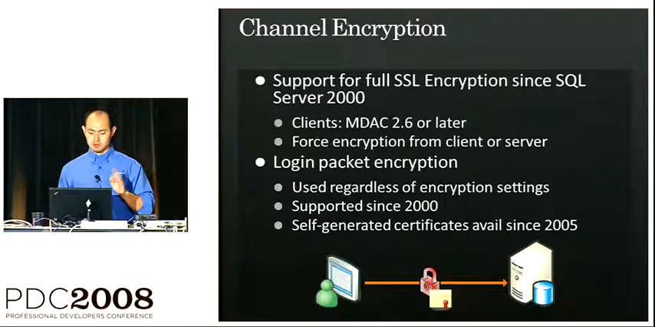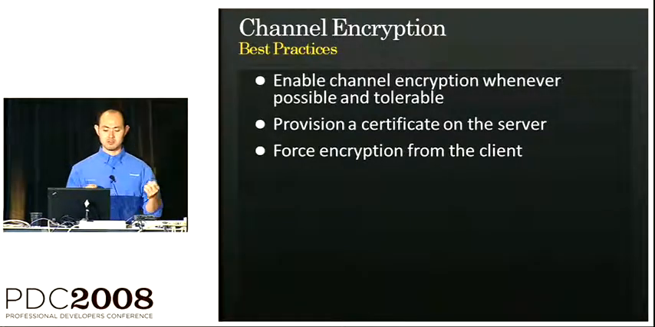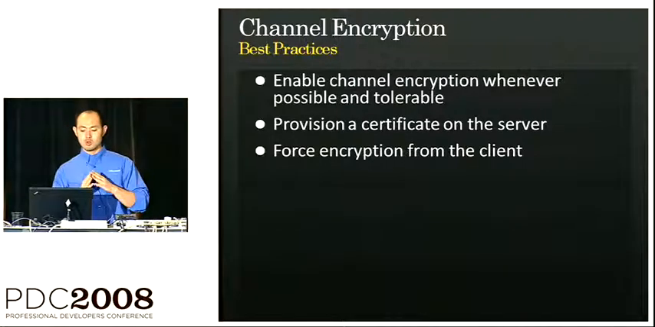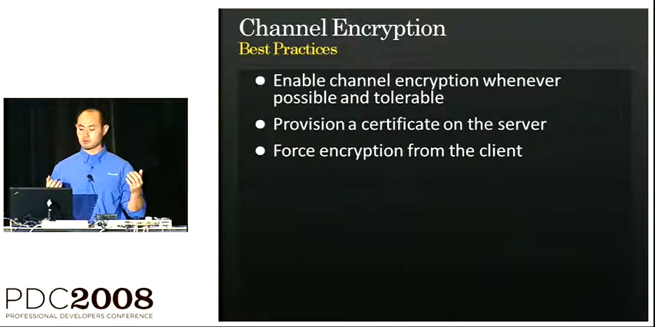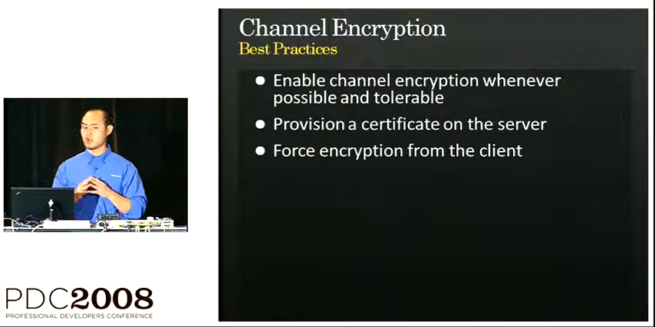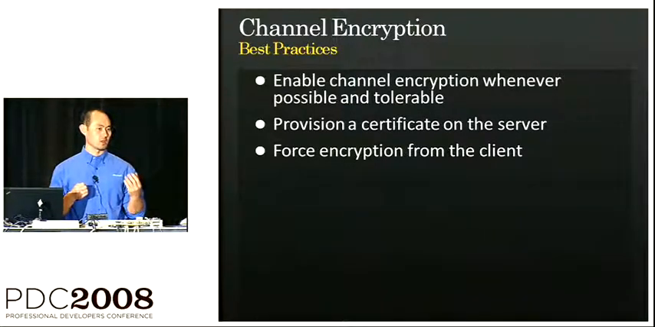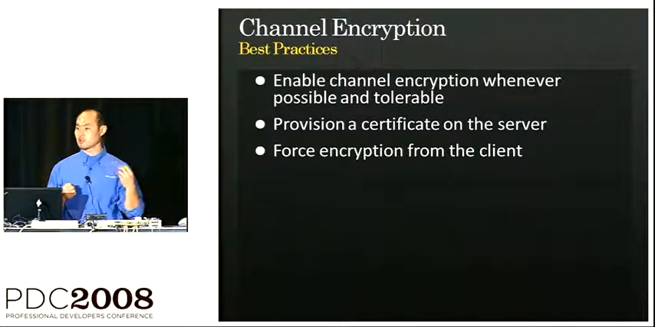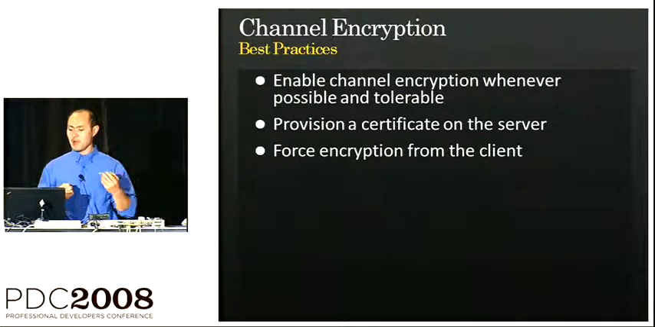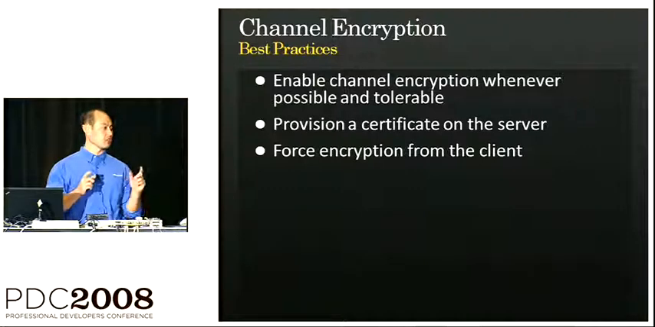So just to rehash, if we start talking about the best practice for channel encryption, it's very simple. You want to enable channel encryption whenever it's possible and tolerable. And the reason I put tolerable is that anyone who's used SSL understands that it's a fairly heavyweight protocol. You're encrypting every single packet that goes back and forth using strong encryption. And also, provision a certificate on the server.